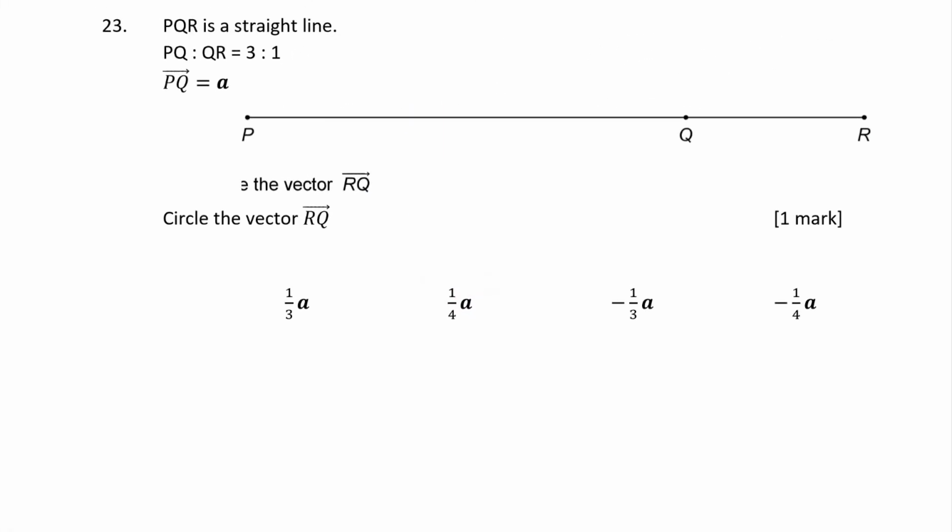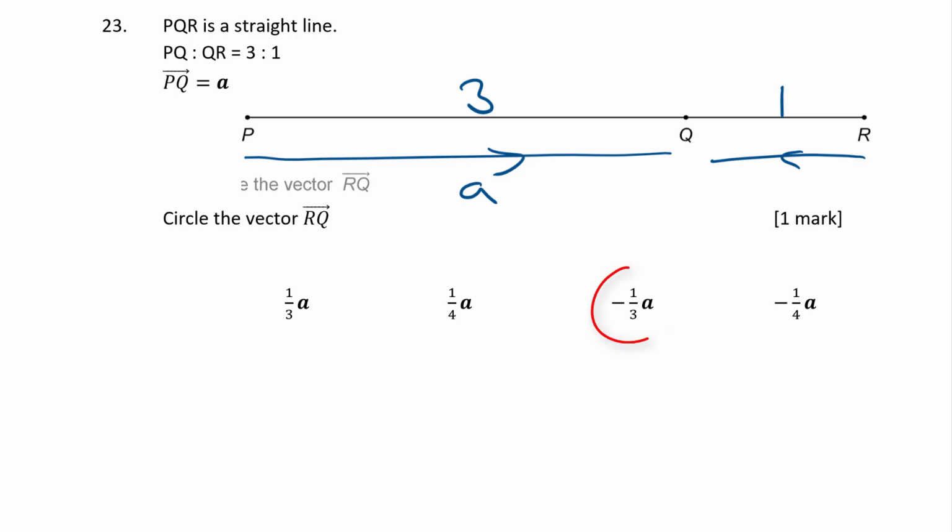Question 23. PQR is a straight line, and we're told that P to Q to R is in the ratio of 3 to 1, which basically means this part of the line is 3 times bigger than this part of the line, isn't it? Okay, and we know that P to Q is the vector A. So what is the vector R to Q? Okay, so P to Q is the vector A, so this vector here is A. Now R to Q, this vector, is going in the opposite direction to A, and it's a third as big as A. So it's going to be minus 1/3 of A.